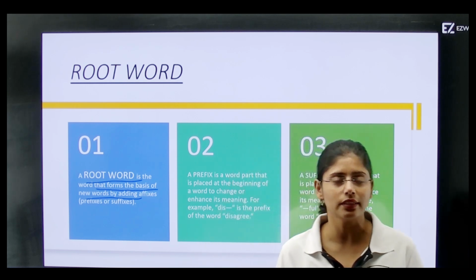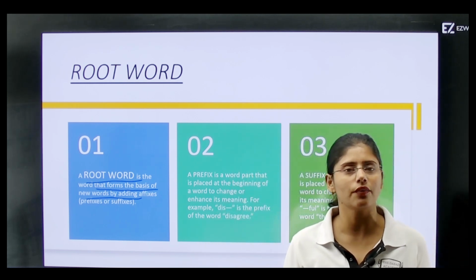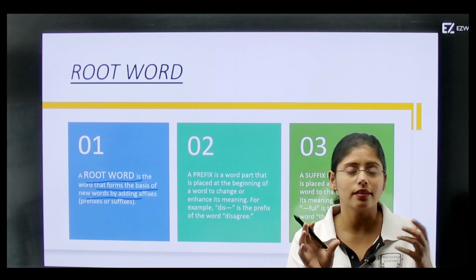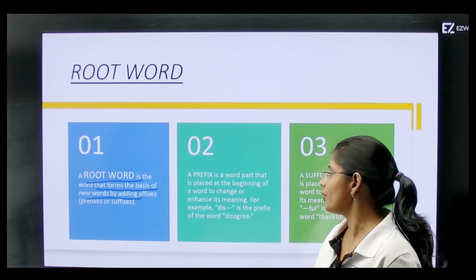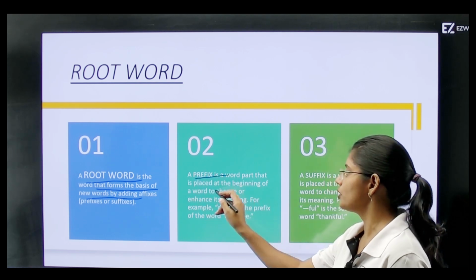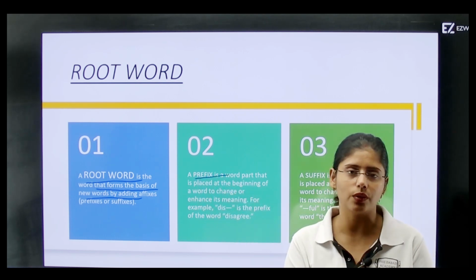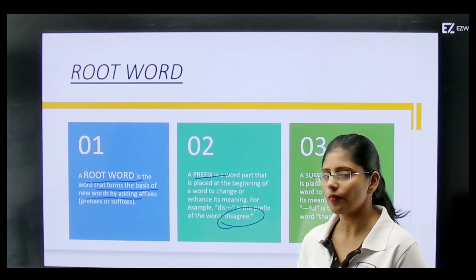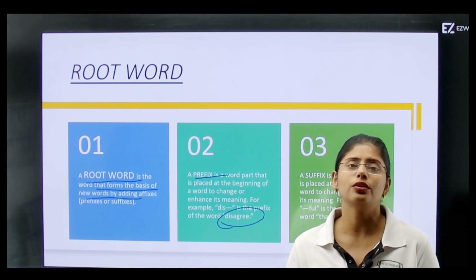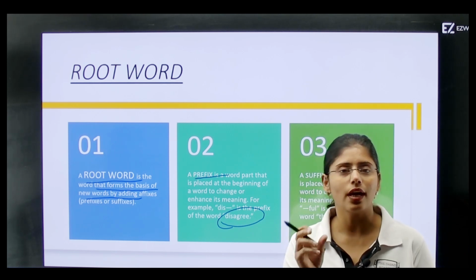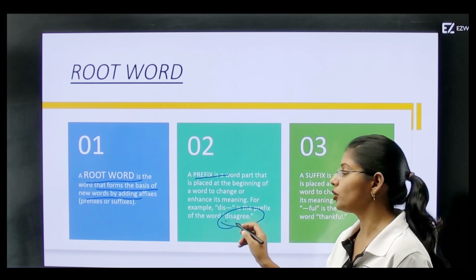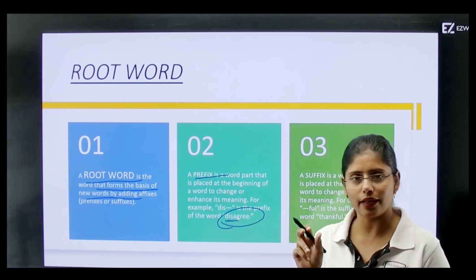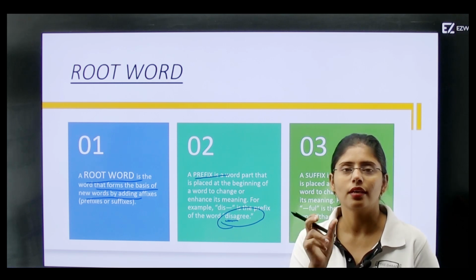And what are affixes? Affixes can be a prefix or a suffix. A prefix is a part which is placed at the beginning of a word, and it will form a new word. You can see an example, that is disagree. Agree is the base word which means to give your consent to something. If you add dis to it, it means to deny or to reject. Just by adding dis to the word agree, we get a new word, disagree.